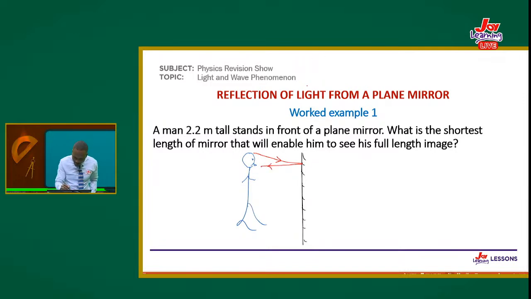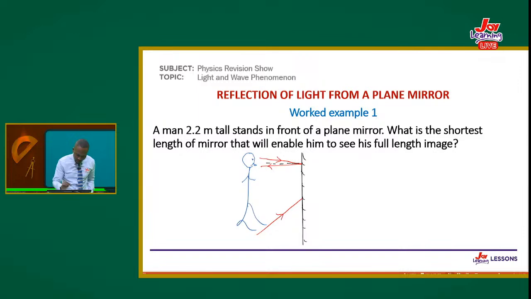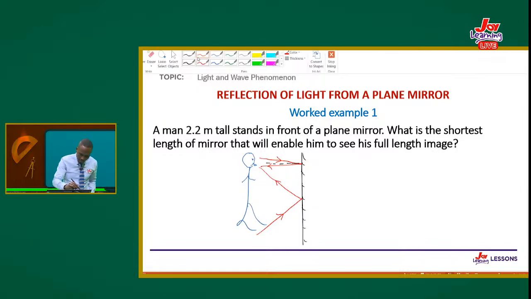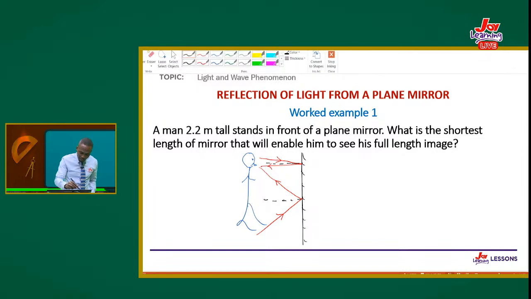So let me try and put, let's say, this and that. Let me get a normal. So let me say this is my normal. So rays incident get into his eyes. Let me pick also rays from his feet, hit the mirror this way, reflect also into his eyes. Like that.